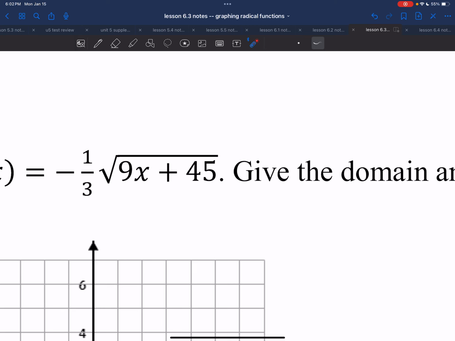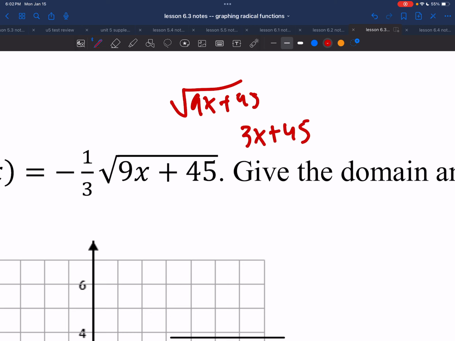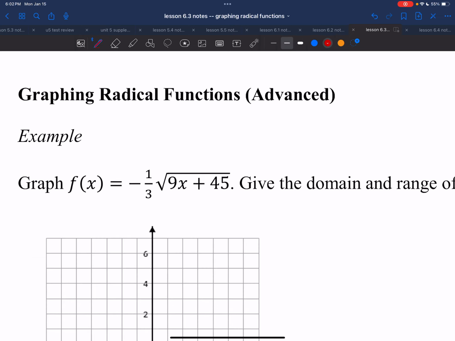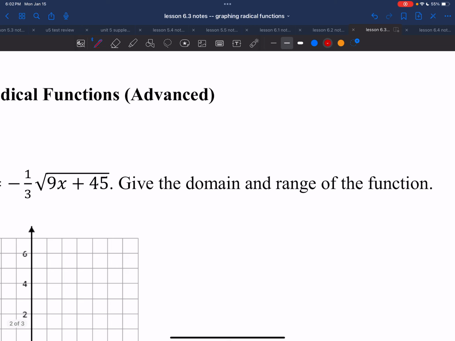Now, careful here. You can't just take the square root of 9x plus something. You can't just make that 3x plus 45. Oh, no, heavens. No, do not do that. But what you can do is we have a special property that says the square root of AB is the square root of A times the square root of B. You've been told this since Algebra 1 that this is allowed, and it is.